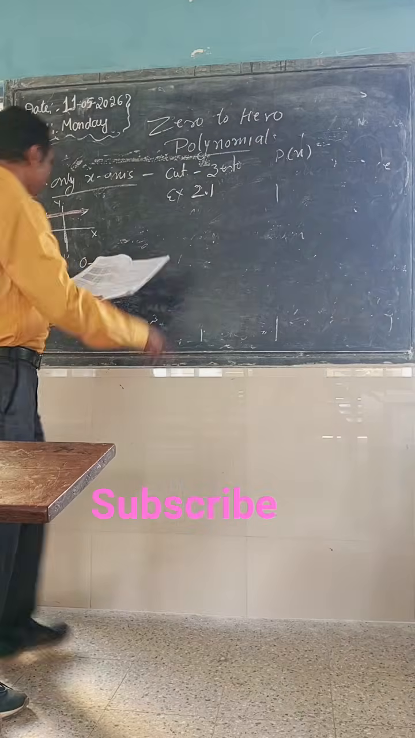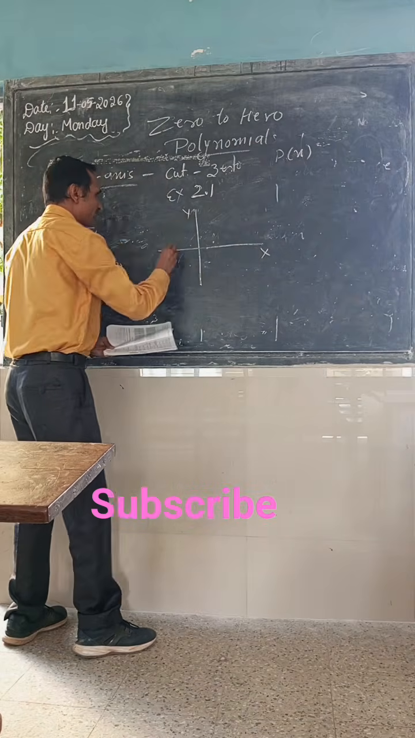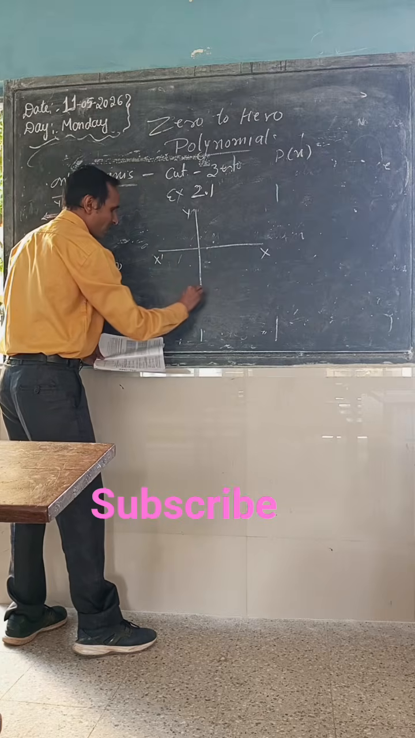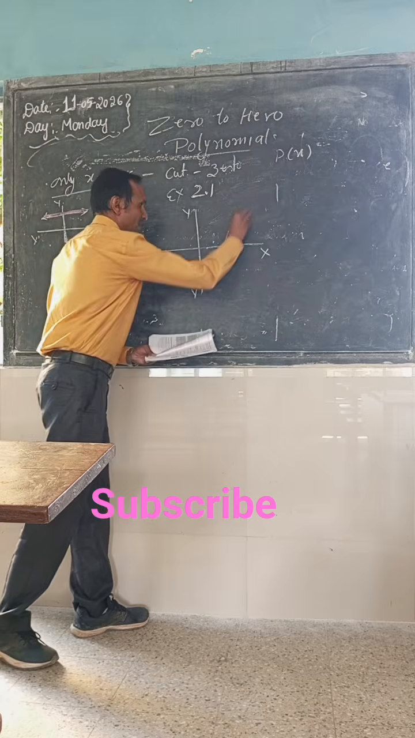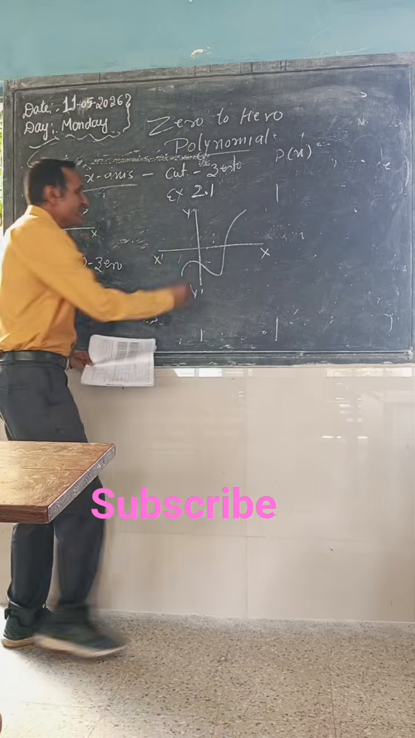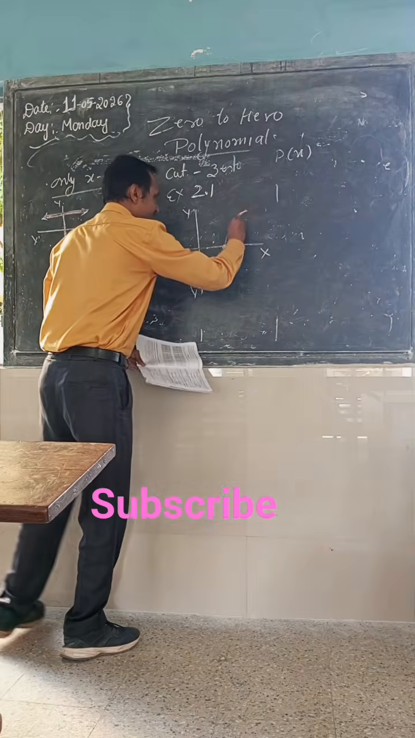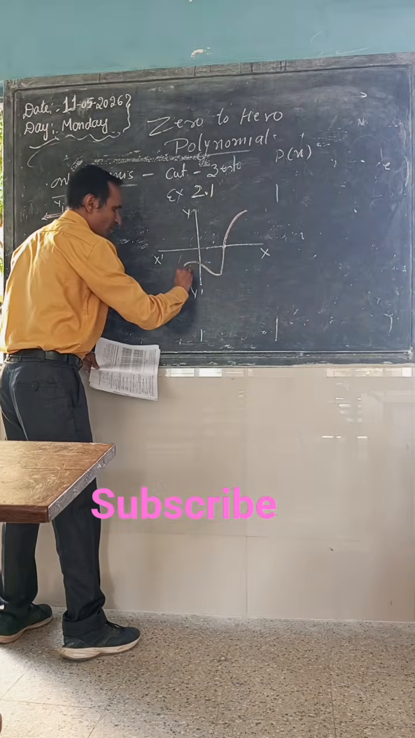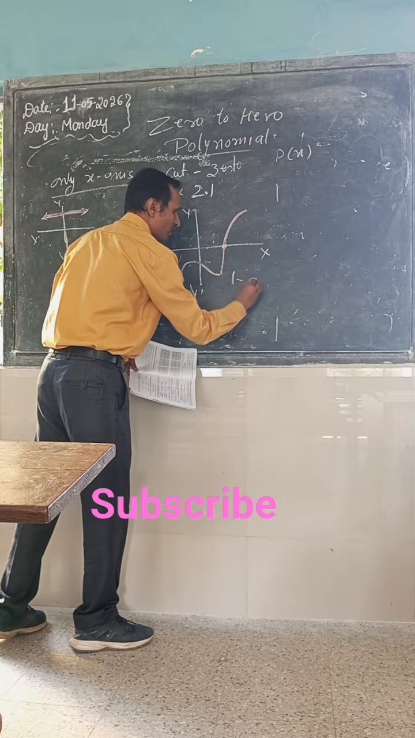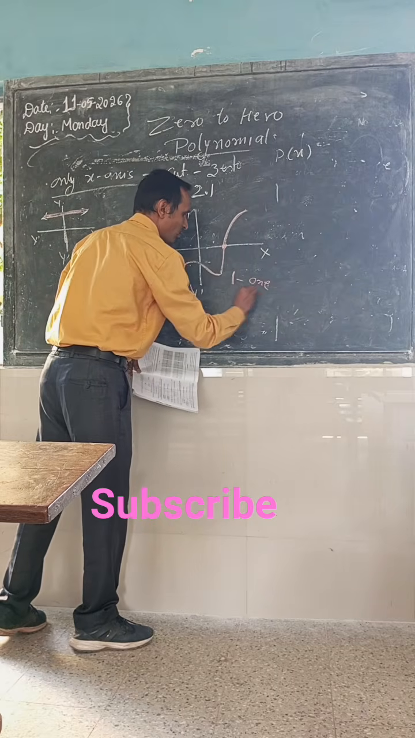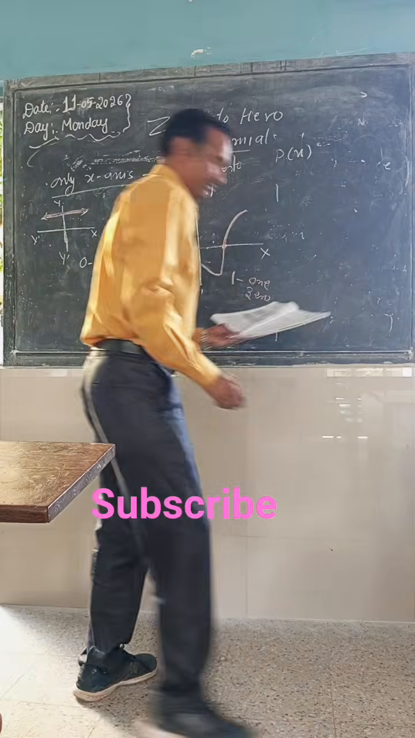The second one is drawn like this. It is drawn with the x-axis, y-axis, x dash axis, y dash axis. In the book it is given like this. In that, it cuts at only one place. This is cutting at only one place. It means it has only 1 zero. That's all.